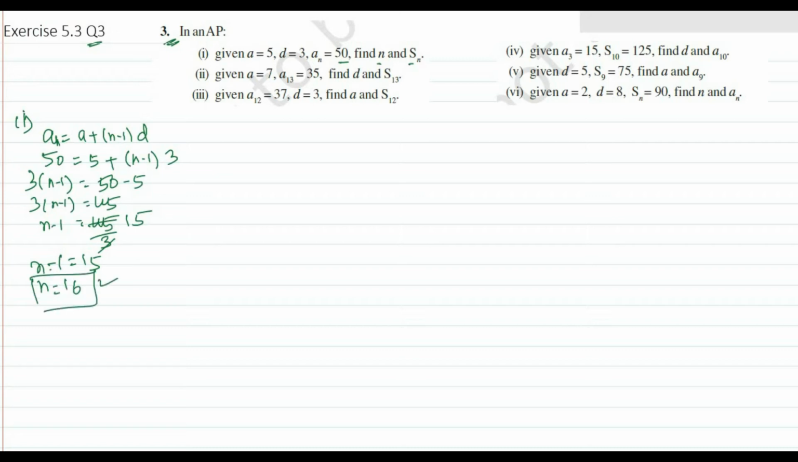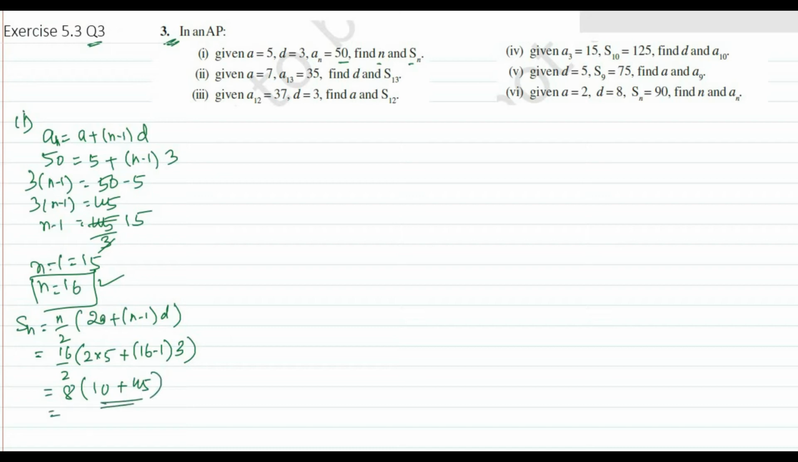Okay. So after finding n, we have to find Sn. Sn is equal to n by 2 into 2a plus n minus 1 into d. So here n is equal to 16 divided by 2, into 2 into 5 plus 16 minus 1 into d, which is 3. So 16 by 2 means 8 into 10 plus 15 threes is 45. Okay, so 55 in total. This is 8 into 55, which is equal to 440. So the sum is equal to 440. So the second one.